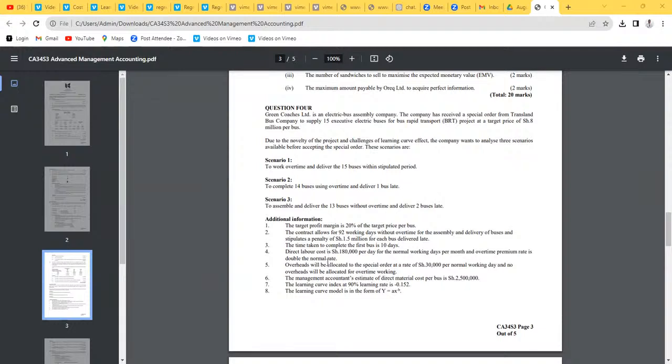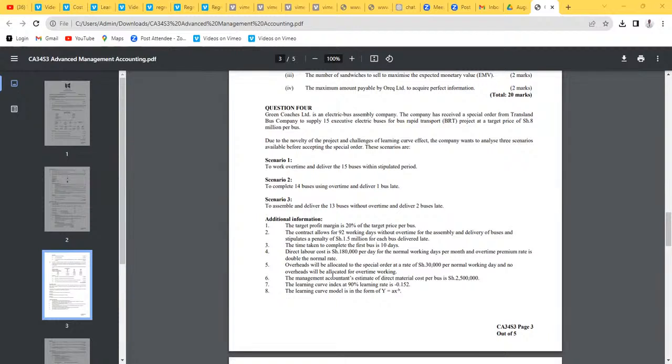Direct labor cost is shillings 180,000 per day for the normal working days per month, and overtime premium rate is double the normal rate. Overheads will be allocated to the special order at the rate of 30 shillings per normal working day, and no overheads will be allocated for overtime working. The management accountant estimates direct material cost per bus at 2.5 million. The learning curve index is 90%.